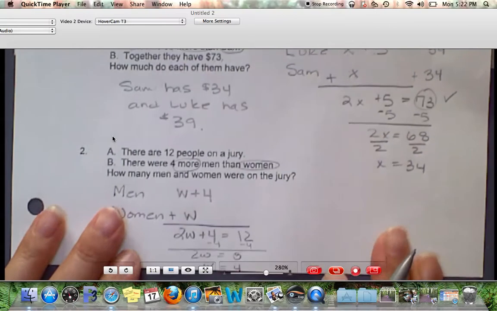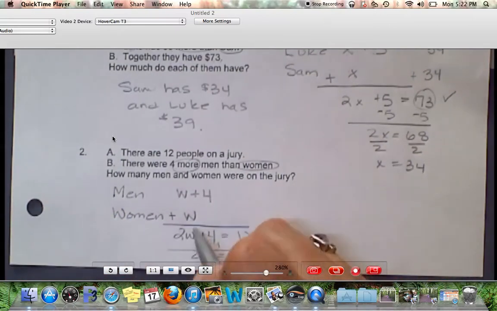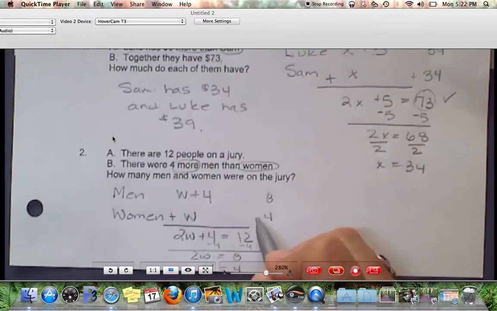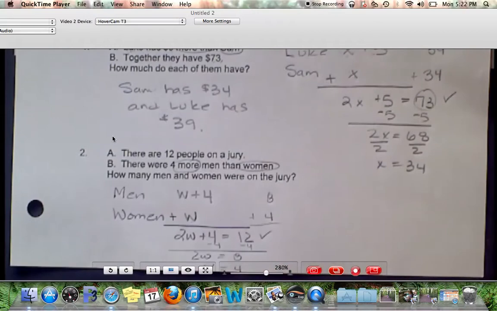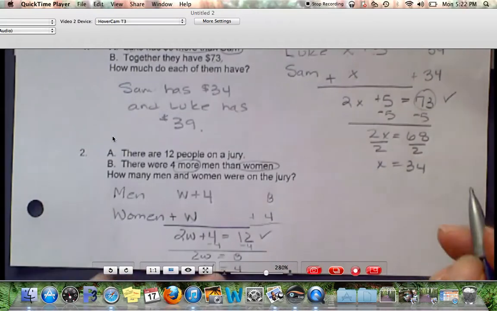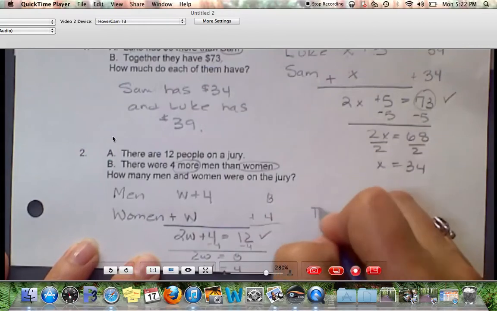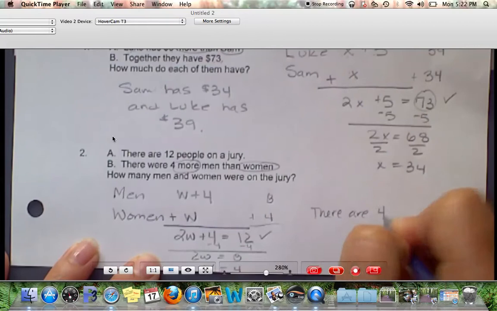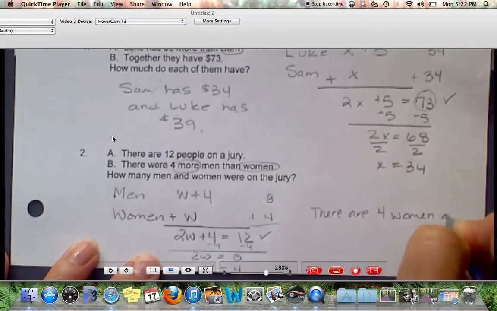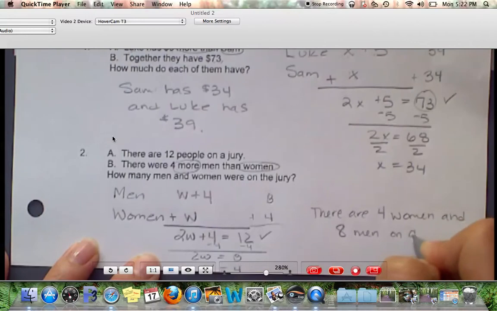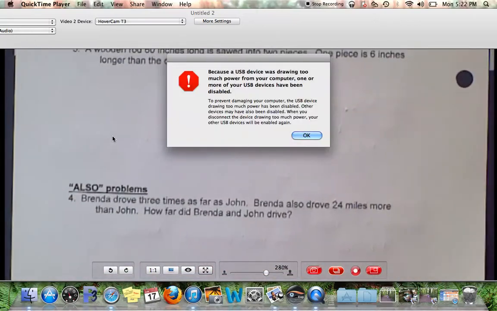Now plug these back in and see what we get. Women would be 4. 4 plus 4 would be 8. Do they add up to give you 12? Yes. And you should not write the sentence until you know that it does come out to be correct. So there are 4 women and 8 men on the jury, or on a jury, whatever you want. Okay? All right. Next one.